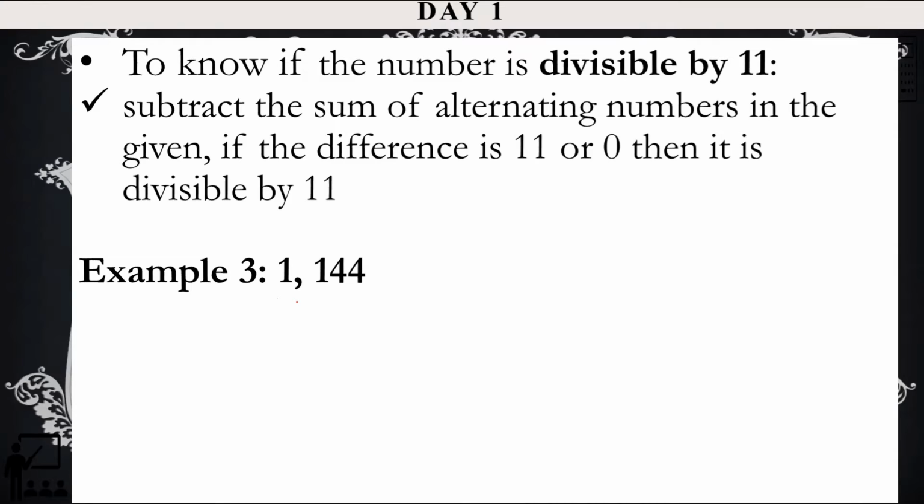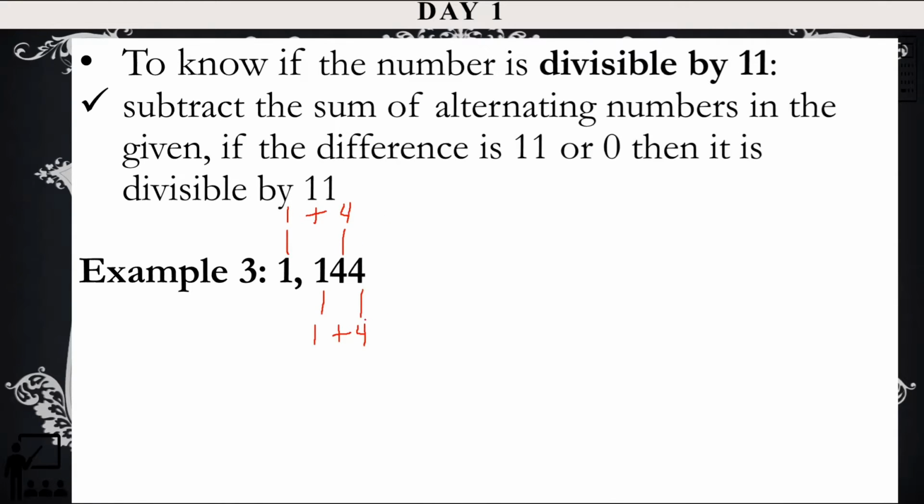So, first, we need to add the alternating numbers. So, yung alternating numbers natin is eto po, yung 1 and 4. So, kailangan daw natin kunin yung sum niya. So, therefore, 1 plus 4. And then, another alternating number is yung 1 and 4 natin, which is 1 plus 4. So, sabi dito is we are going to subtract the sum of it.